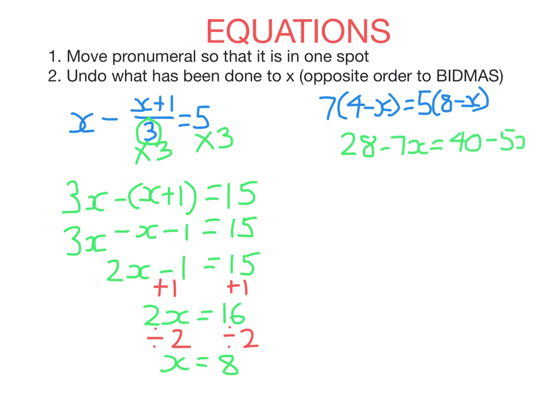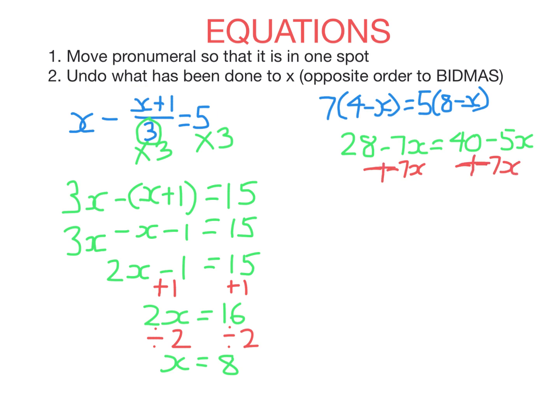Now, I still haven't got x into only one spot. The way I'm going to do that when x is on both sides of the equation is I am going to subtract from both sides the x with the lowest coefficient. The coefficient here, negative 7, is less than negative 5. So I'm going to subtract negative 7x from both sides. Of course, subtracting a negative is the same as adding.